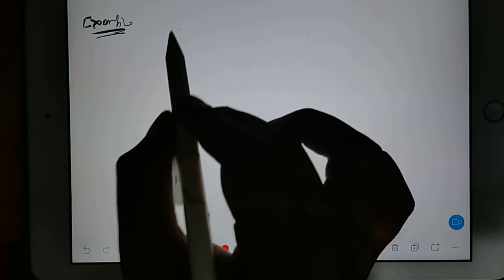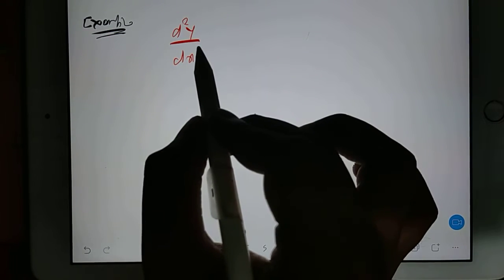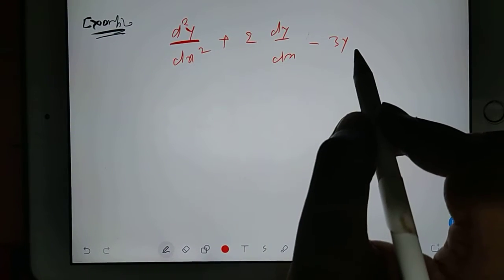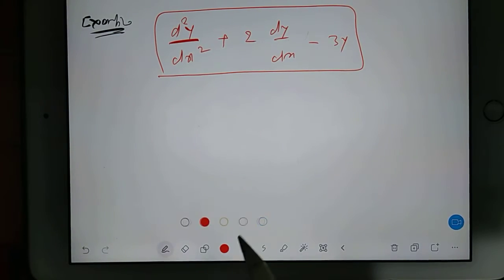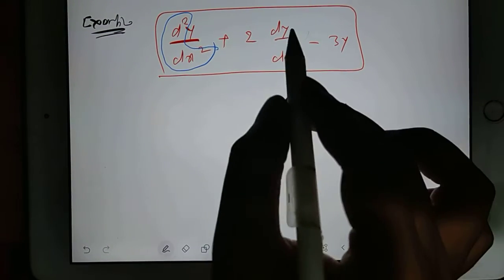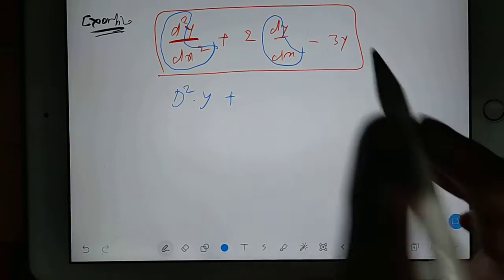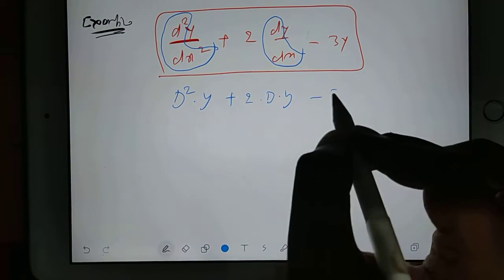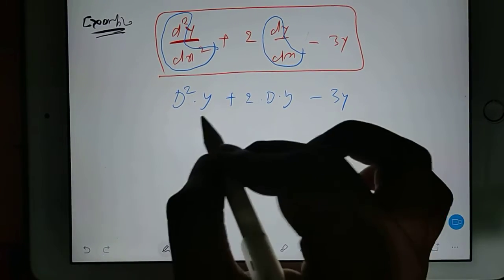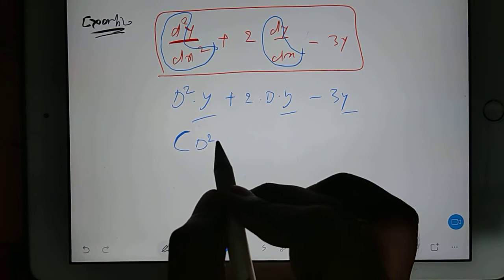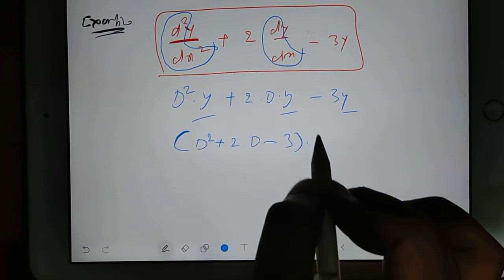Okay, just an example of how we are going to proceed in this chapter. Any equation will be given like this: d2y by dx square plus 2 dy by dx minus 3y. Suppose this is given. Then this part you can write as capital D square acting on y. Then this you can write 2Dy minus 3y. You can clearly see that in every term y is present, so y you can take common. So this will be (D square plus 2D minus 3) into y.